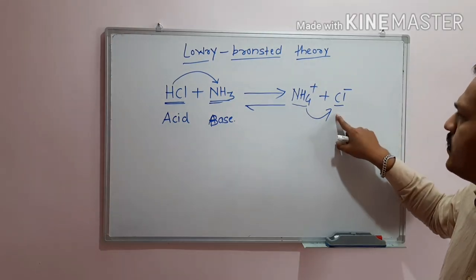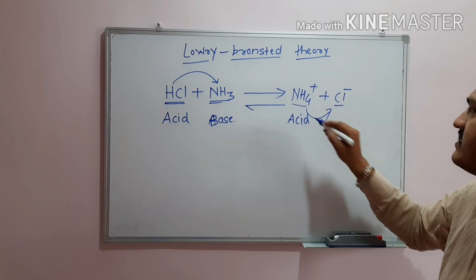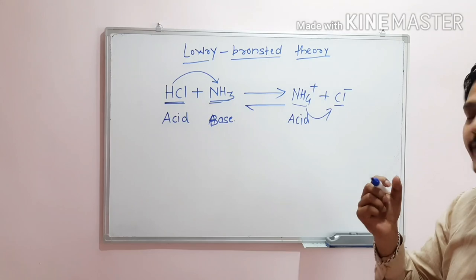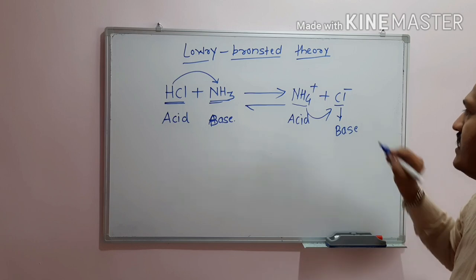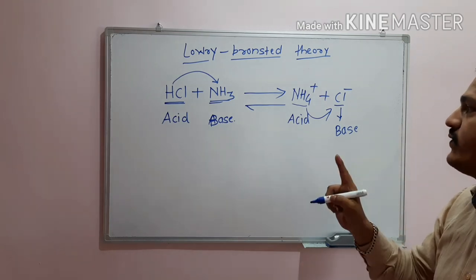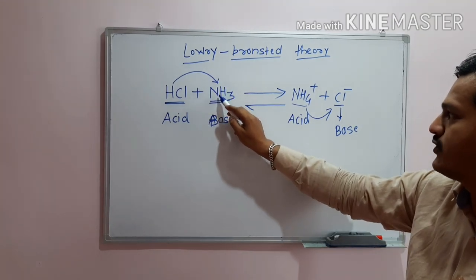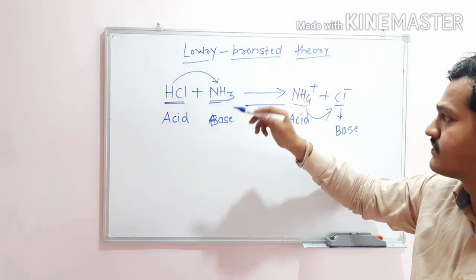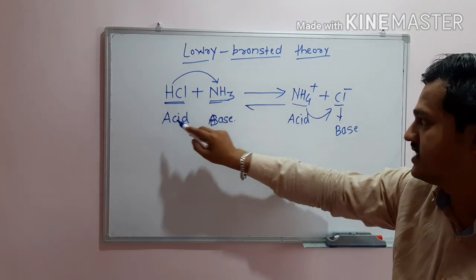So NH4 plus acts as an acid. And Cl minus, which accepts a proton, acts as a base. In the forward reaction, HCl gives an H plus ion to the NH3 ammonia molecule, because ammonia has a lone pair, as you have studied in the chemical bonding chapter, the concept of hybridization. So NH3 is a base, as HCl is an acid.